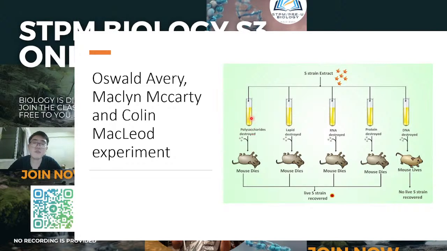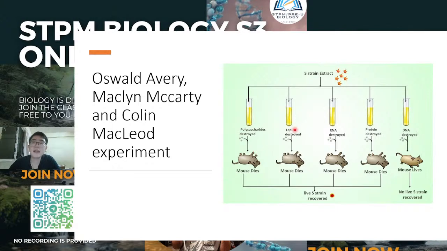Firstly, they did a differential centrifugation, which you learned in semester one, to break down all the cells and release all the biological molecules and organelles. Then here, it destroyed all the polysaccharide, all the carbohydrate. So this injection medium does not contain any polysaccharide, but the others remain. When injected into the mouse, the mouse still died.